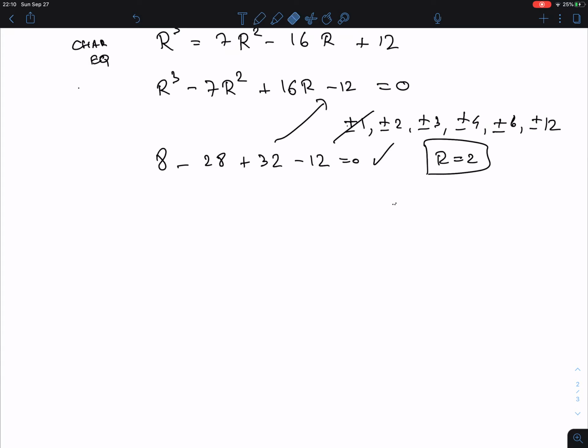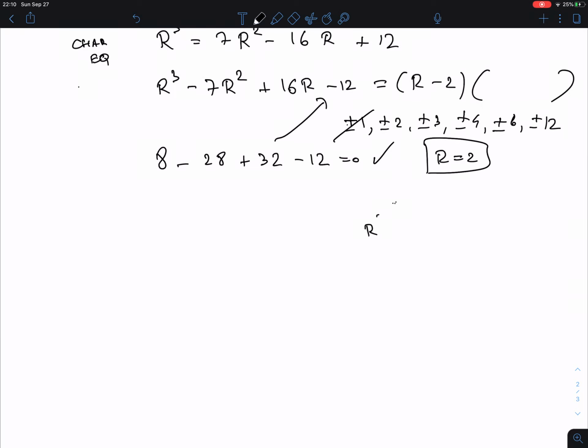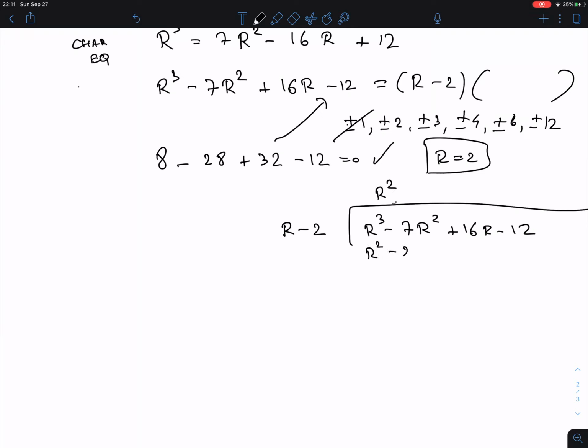Sorry, allow me to erase this. So this is r minus 2 times a quadratic. And to find the quadratic, we do long division. R cubed minus 7r squared plus 16r minus 12. We divide by r minus 2. Make sure that you always write things correctly. Okay, so r squared times, we can put this r in r cubed. So we get r cubed minus 2r squared.